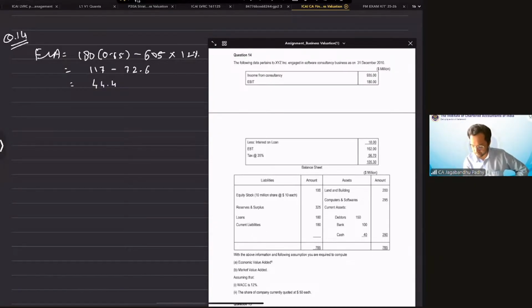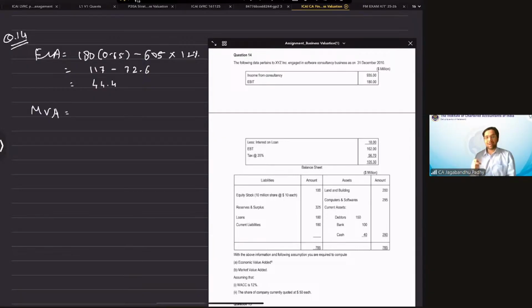Yeah, loan is also to be taken into consideration. So loan is taken up, right? Because that's 100 plus 325 plus loan of 180. Total capital employed. We are taking total capital employed, not only the equity component. Did we get it? Yes, got it. So EVA is 44.4. Now coming to the next part, which is market value added or MVA.